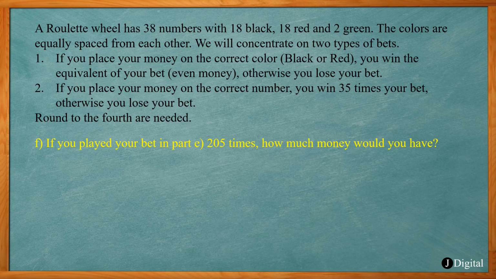Now part F says if you played your bet in part E 205 times, how much money would you have? Okay, so in part E, we lost the 5.2632. And if we do this bet 205 times, it's just going to be your expected value times 205. So you multiply that out, you get negative 1,078.956. Okay, so basically on average each time you would lose the 5.2632, and you need to multiply it by 205 to see how much you would lose after doing it 205 times. So I hope this video helped you understand how to do expected value using the roulette table.